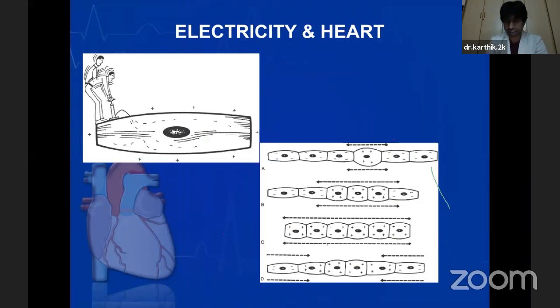So how is this electricity flowing? If you are a physiology student, you would have already studied this, where it is shown that slight depolarization in the membrane of the sinoatrial node generates the electrical impulse, which flows in a very sequential manner from one cell to another cell. And once it reaches the cardiac myocytes, being a syncytium, it spreads the impulse very rapidly across the entire musculature of the heart.